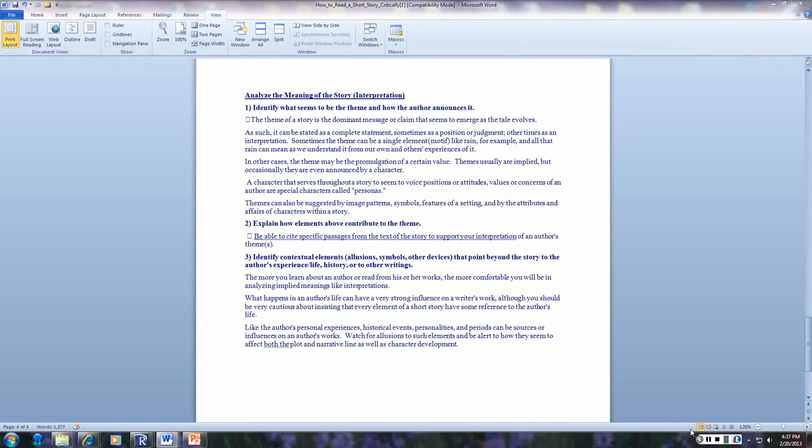What does this help us to understand about the world, about ourselves, or about our relationships with others? What does the story say? And can you support that interpretation with text? Can you use examples from the story to support the position that you have taken with regard to what the story says?